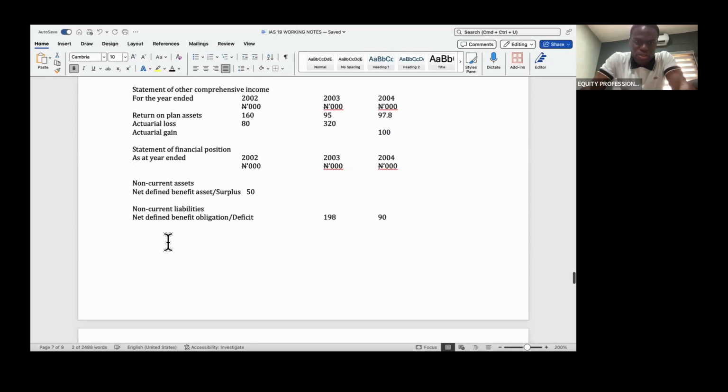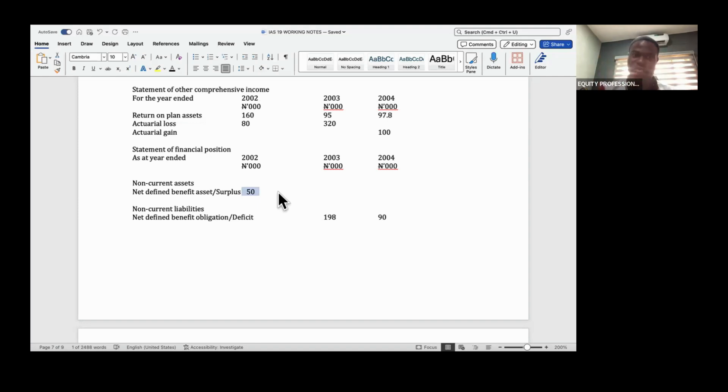Like I showed you in this 2002, our plan asset is higher than our obligation by 50. And we went ahead to recognize that 50. You see, in reporting, we're always very careful when recognizing assets because we hate to overstate our assets. When you put an asset in your books as 50, like we did here, what it means is that you're expecting a return of 50.